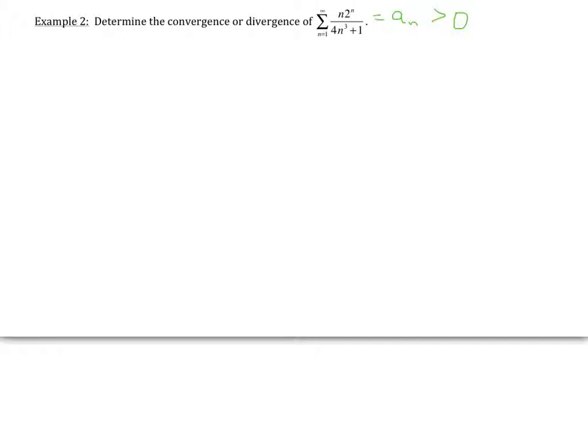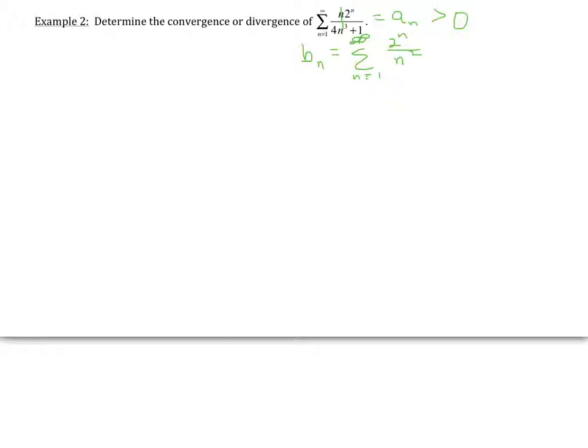Okay, and now I need to pick a series that is similar, and so in this case I'm just going to strip away the extra things. So I'm going to take away the 4, I'm going to take away the 1. The other thing that I'm going to do is resolve the n over n cubed, and so I'm going to let b sub n be the series from n equals 1 to infinity of 2 to the n over n squared, and that's because n over n cubed is going to become n squared. So that's what I'm going to work with.